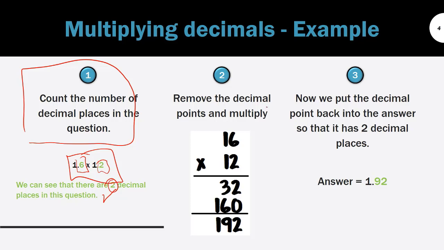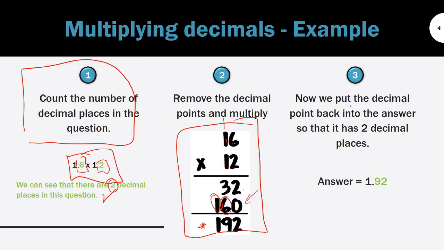Then we need to remove the decimal points and multiply. So with this question here, 16 times 12, because we don't have decimal points anymore, we do the multiplication. 2 times 6 is 12. 2 times 1 is 2, plus the 1 that we carried makes 3, so 32, and then we add in our 0, and 1 times 6 is 6, and 1 times 1 is 1, and then we add them together to give us 192.